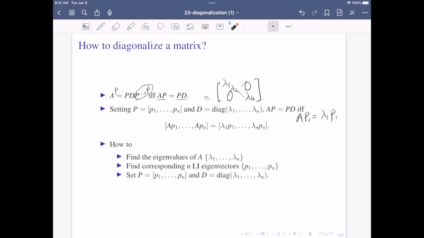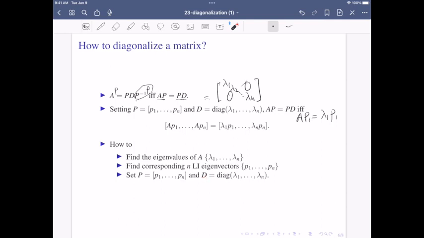So to do that, first you want to find the spectrum, all the eigenvalues of A: lambda 1, lambda 2, up to lambda n. Sometimes you want to write them from largest to smallest. Then find corresponding linearly independent eigenvectors for each lambda. For lambda 1, maybe you can find P1, up to lambda n, you can find Pn. So you have n many column vectors. Now P is just packing all the eigenvectors together into a matrix.